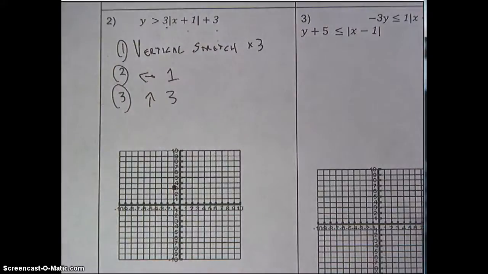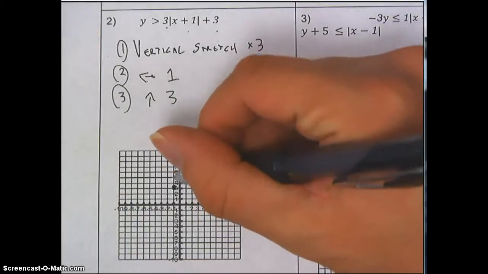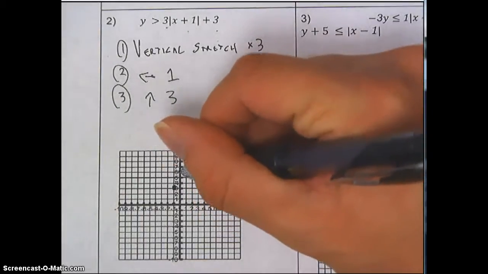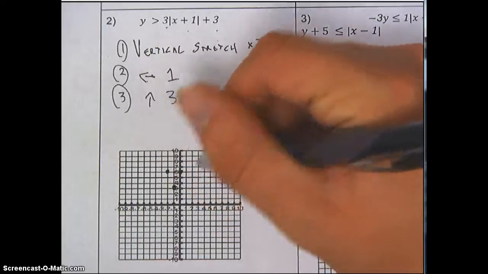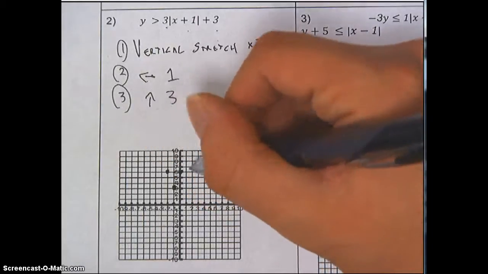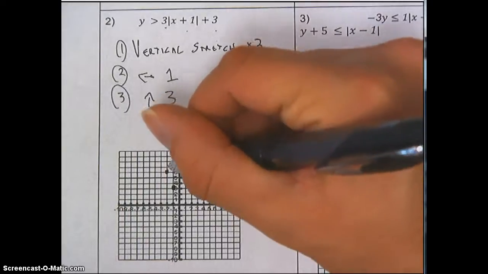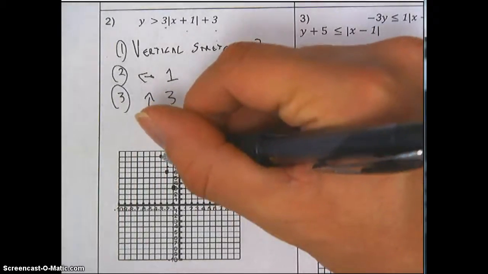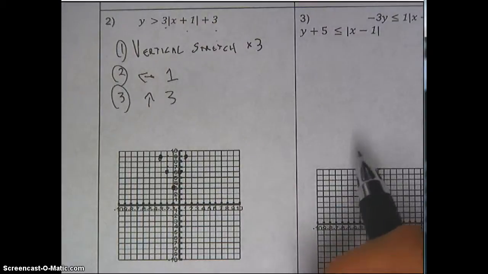That's our new vertex. And that vertical stretch now, that means that from the vertex we're going to go up 1, 2, 3, and over 1 in either direction. And do it again from each of those new points. Up 1, 2, 3, over 1. So I've got enough points on here to fill in the line.